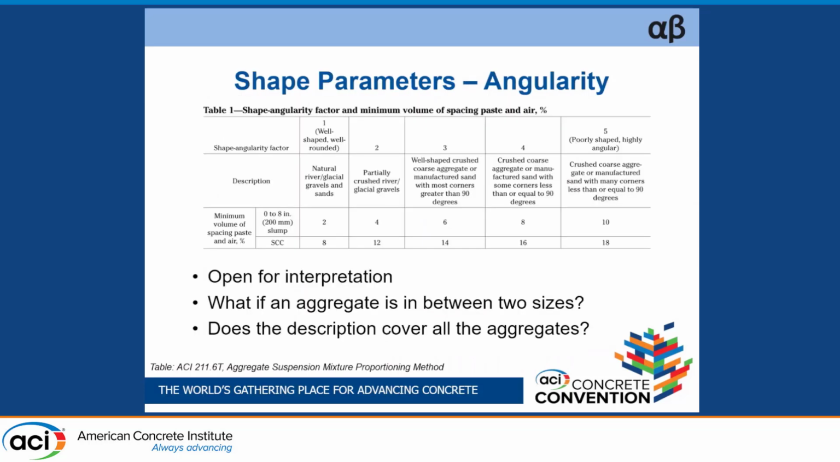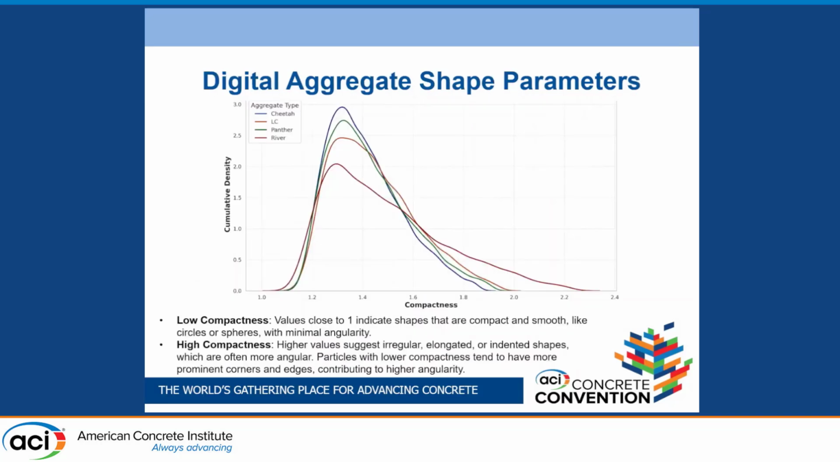Also, if we think of angularity of aggregate, there is some guidance through ACI, but a lot of it is open for interpretation. There can be a 1, 2, 3, 4, or 5-point scale on angularity of aggregate. But what happens if your aggregate is between two of those sizes? Does that number truly capture all of the aggregates in question, or is it just one or two that you looked at? We figured that it would be better to assess this through a continuous curve of data, because that can give you the true angularity of your material itself.